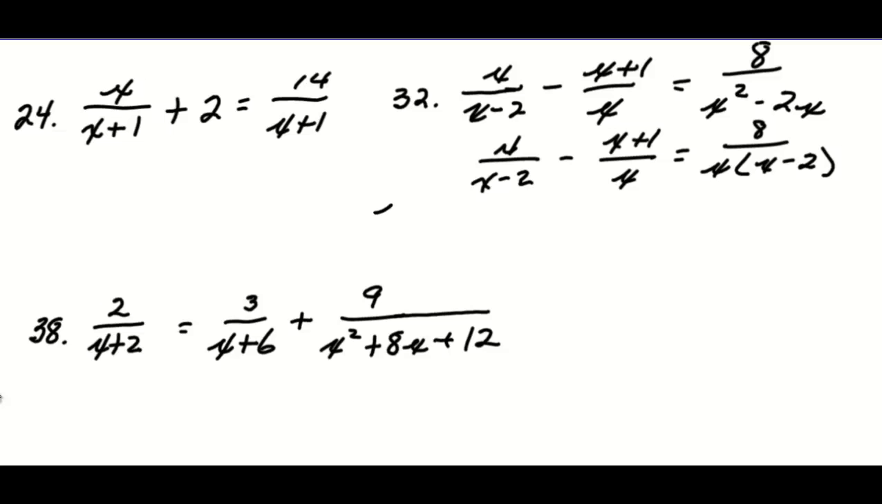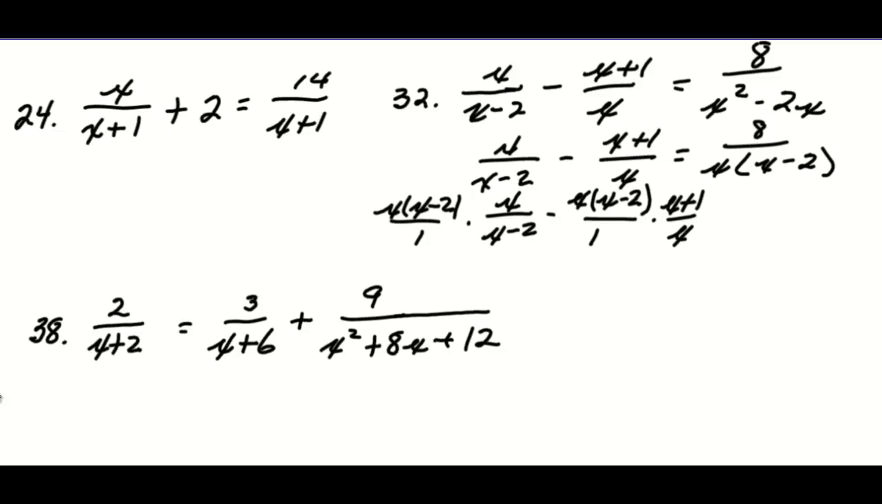So what we have is x times (x minus 2) over 1 times x over (x minus 2), minus x times (x minus 2) over 1 times (x plus 1) over x. And that's equal to x times (x minus 2) over 1 times 8 over x times (x minus 2). I'm sorry, I'm pushing the border of the screen here.